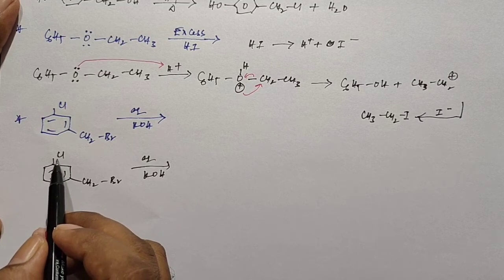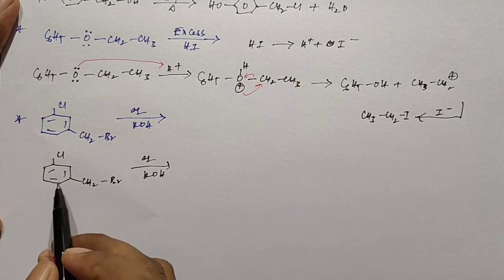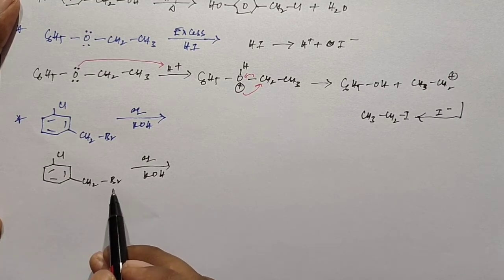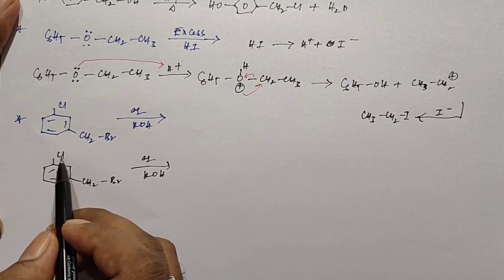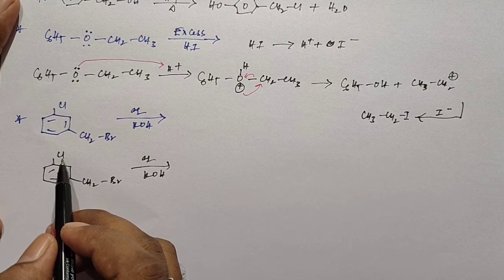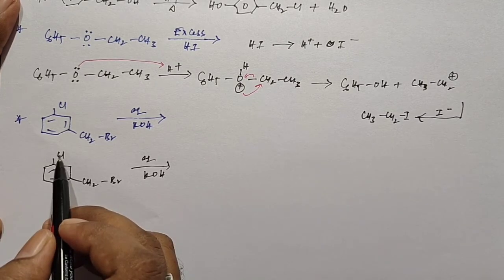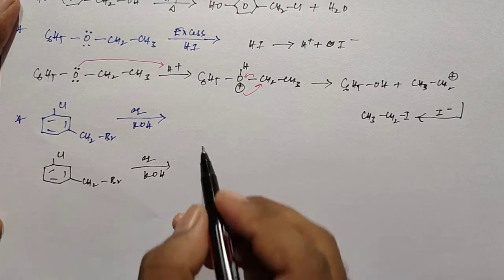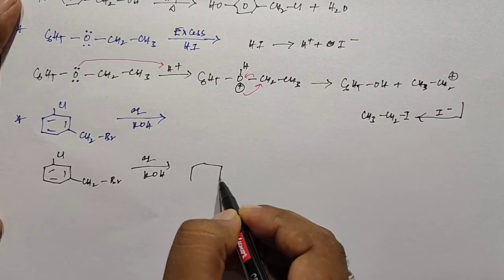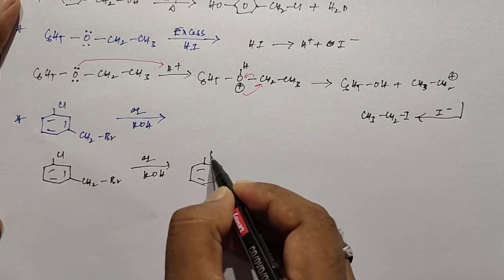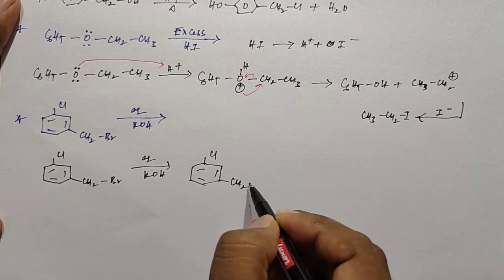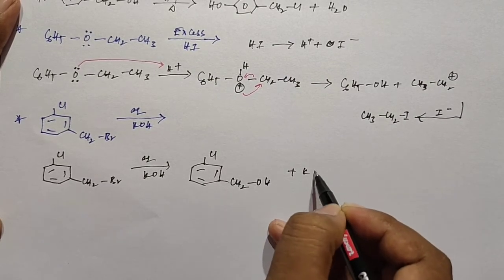Because the lone pairs at the chlorine can participate in the resonance, but the lone pairs at the bromine cannot participate in the resonance. So due to participation in the resonance, when compared to bromine, the removal of chlorine is too tough. So we get the product plus KBr.